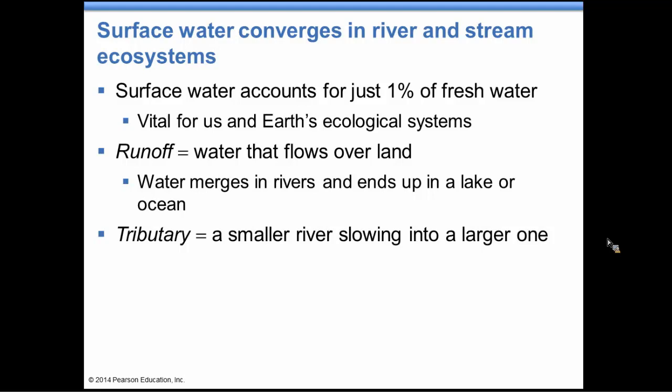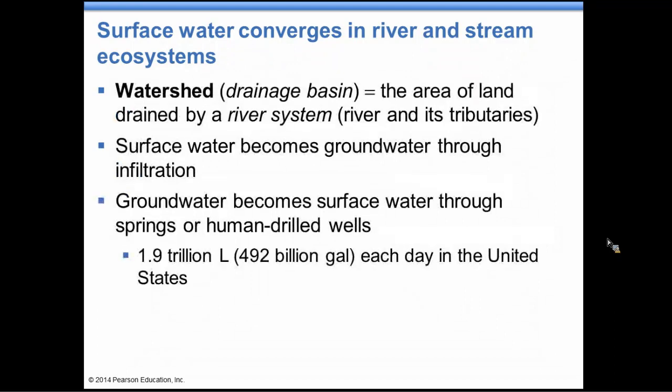And then a tributary, just a quick definition, is a smaller river that flows into a larger river. The area of land drained by a river system, a river and all its tributaries, is that water's watershed, and it's also called the drainage basin.